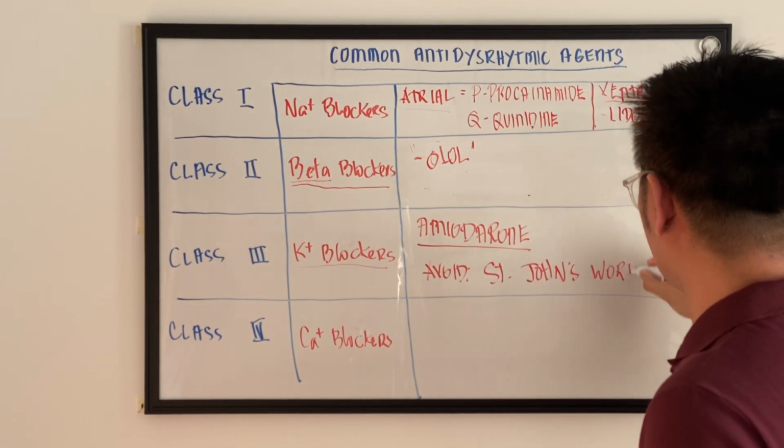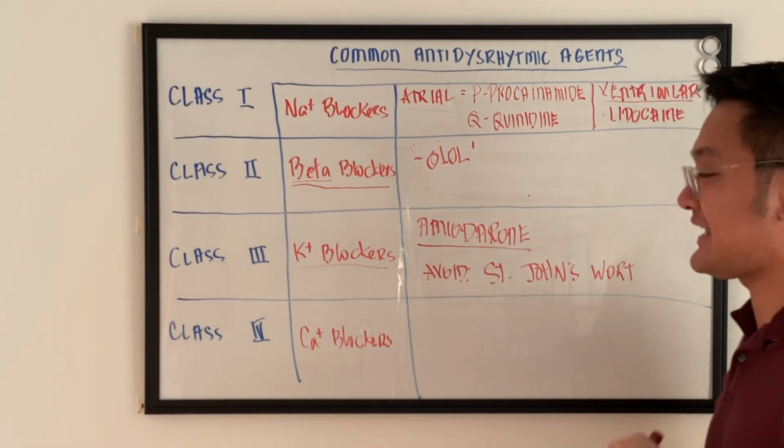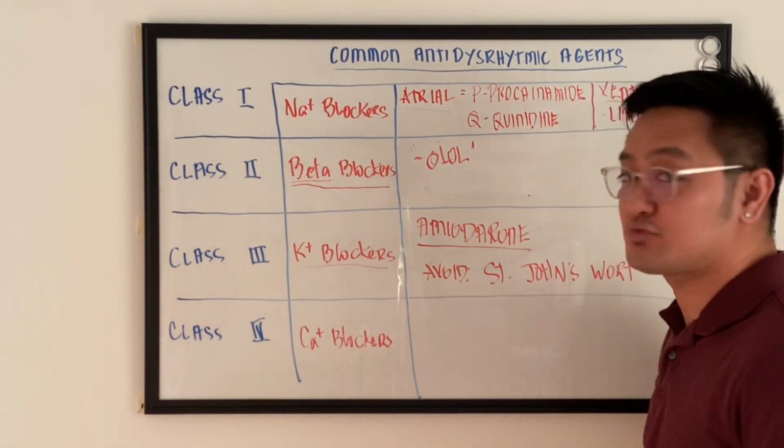John's wort. Okay? Again, the reason for avoiding St. John's wort is that it decreases the effect of your amiodarone. Okay? And the last class is your calcium channel blocker.